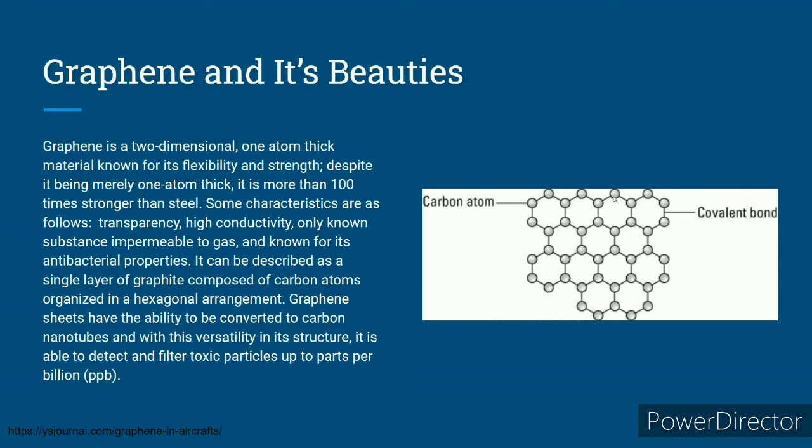Graphene sheets are also known to be very versatile. They can be created into buckyballs or into carbon nanotubes. And once it's converted to carbon nanotubes, it is able to detect and filter toxic particles up to parts per billion.